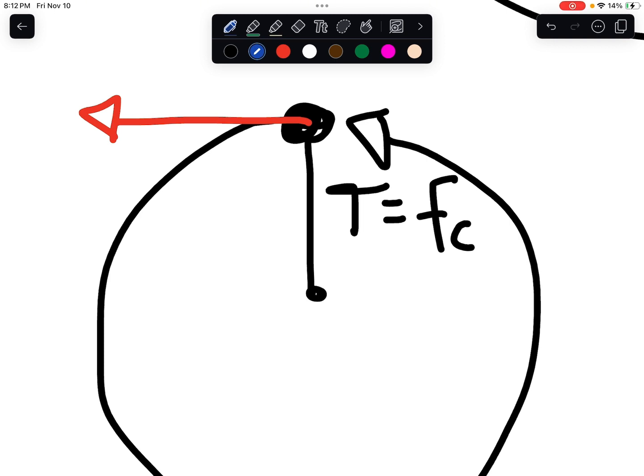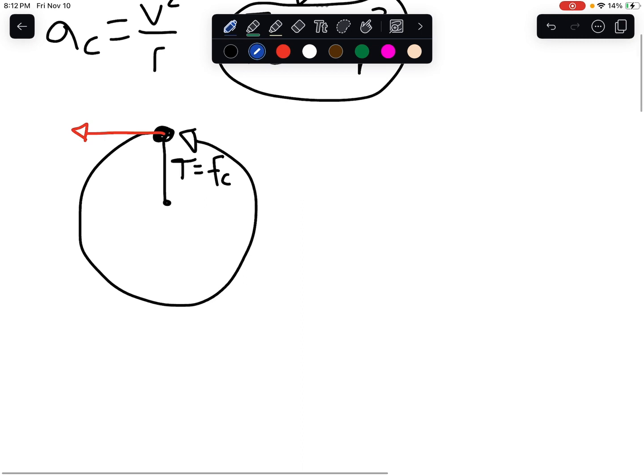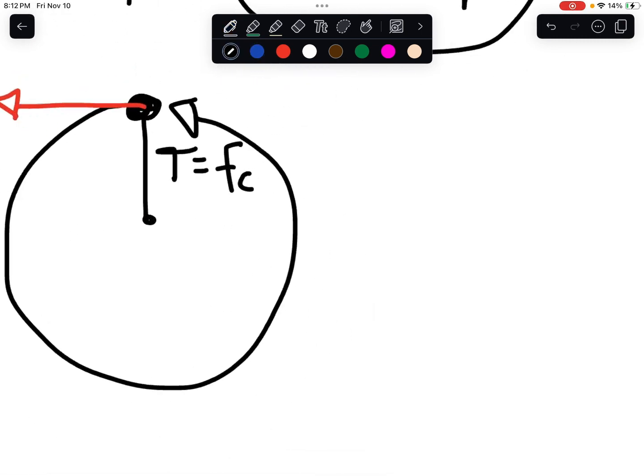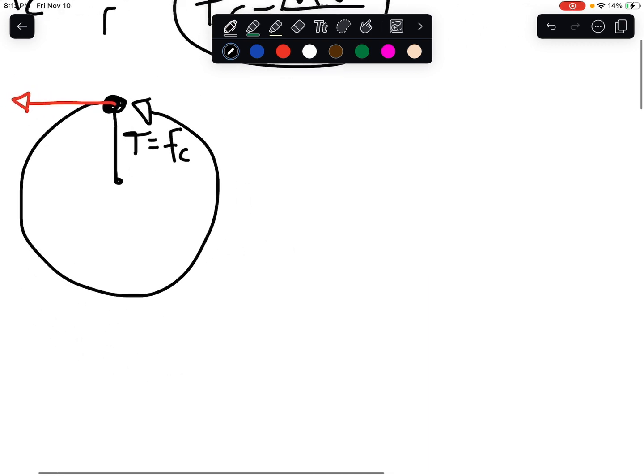Because centripetal force itself is not just some natural property of the universe, right? When something is going forward, it doesn't just start following a circle. There has to be something that makes it go in a circle. So in this case, it is the tension in the rope, preventing it from flying away. So whatever's keeping it there is the centripetal force. That could be a lot of things, right? It could be tension in a rope.